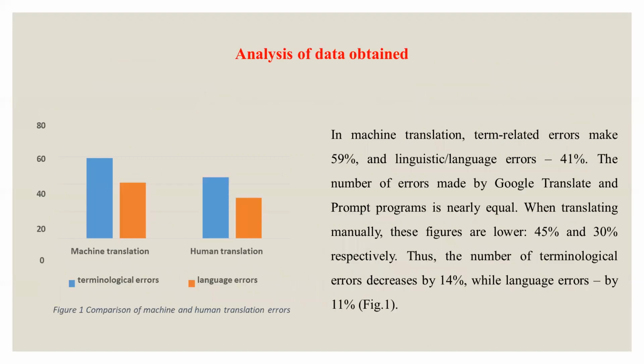In machine translation, term-related errors make 59%, the linguistic errors 41%. The number of errors made by Google Translate and prompt programs is nearly equal. When translating manually, these figures are lower, 45% and 30% respectively. Thus, the number of terminological errors decreases by 14%, while language errors by 11%.